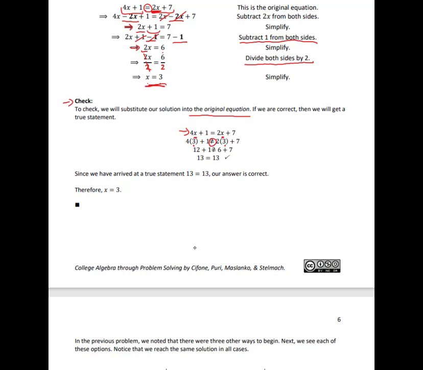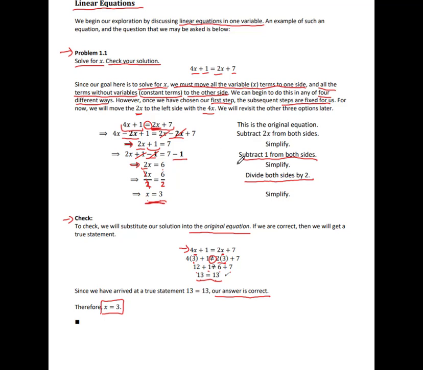On the left-hand side, we get 4 times 3, which is 12. 12 plus 1 becomes 13. Now let's move on to the right-hand side. On the right-hand side, we get 2 times 3, which is 6. 6 plus 7 is 13. So we ended up getting a true statement because 13 is equal to 13. And because the statement is true, that means our answer is correct. Therefore, x equals 3 is the solution to the given equation.